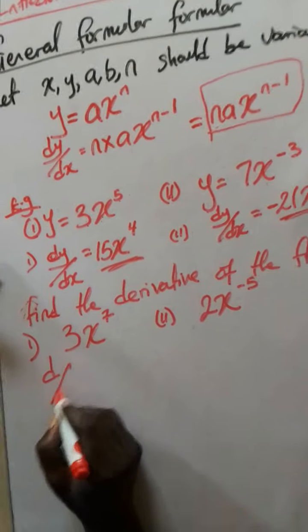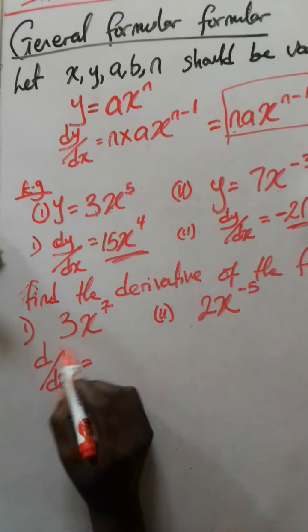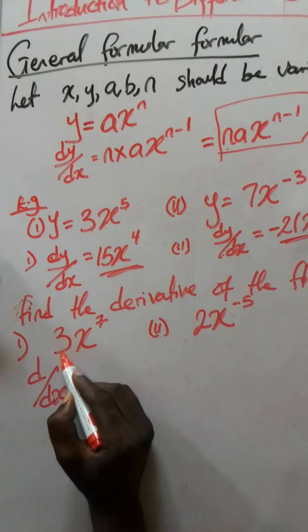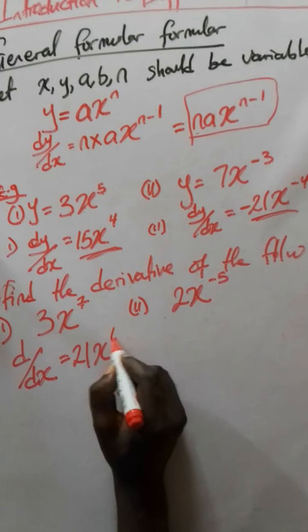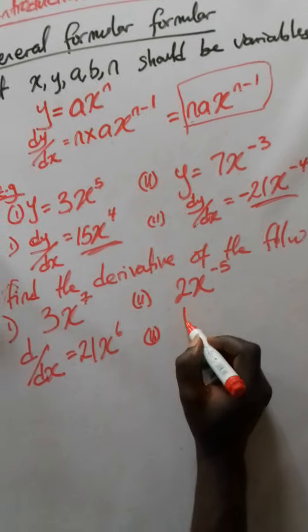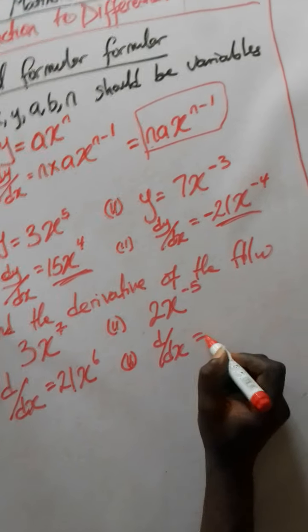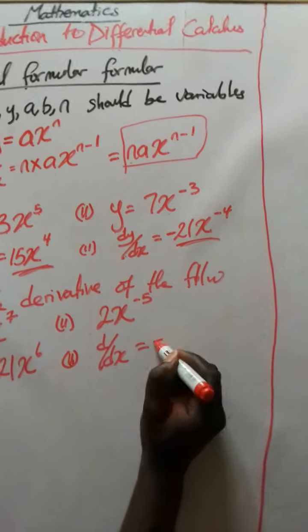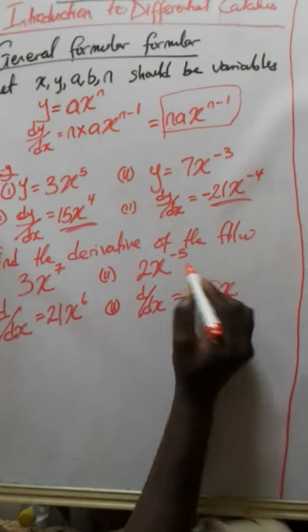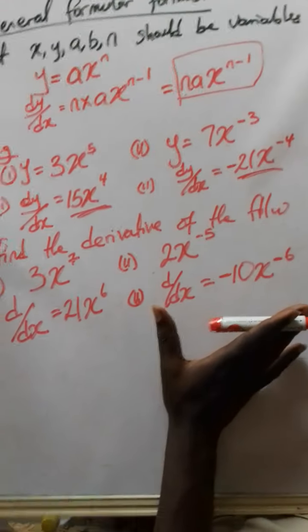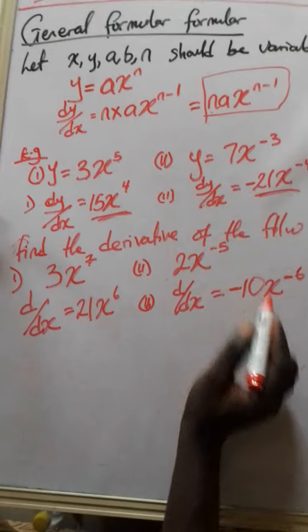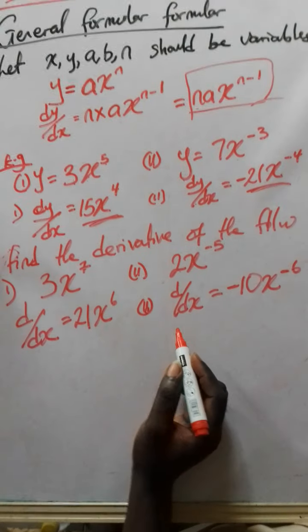You say d/dx of this. d/dx of this will now be 7 times 3, which is 21, x raised to power 7 minus 1, 6. Second one as well, d/dx, which equals minus 5 times 2, that's minus 10, x raised to power minus 5 minus 1, which equals minus 6. So that's the simple method and the simple tool which we use in differential calculus.